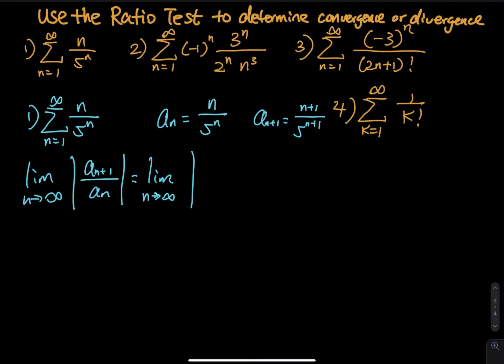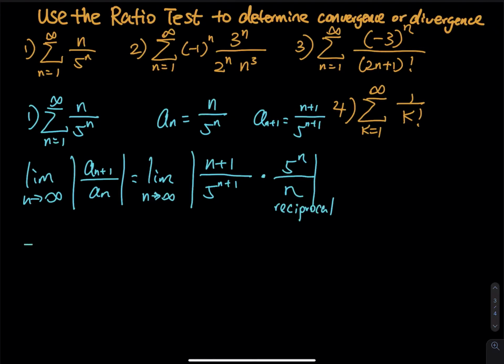That is equal to the limit as n approaches infinity. So we have the top divided by the bottom, right? So we have n plus 1 divided by 5 to the n plus 1. You have a fraction divided by another fraction, which means you multiply the top by the reciprocal of the bottom, right? That is 5 raised to the n divided by n. This is called the reciprocal, just to let you know.